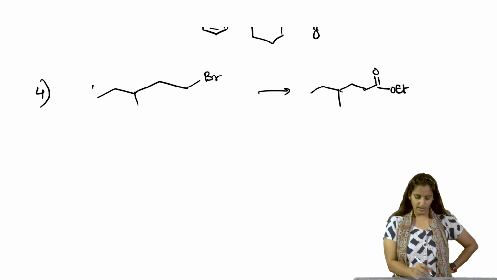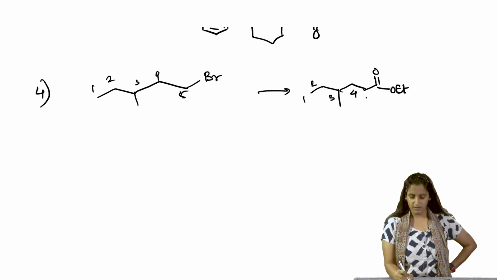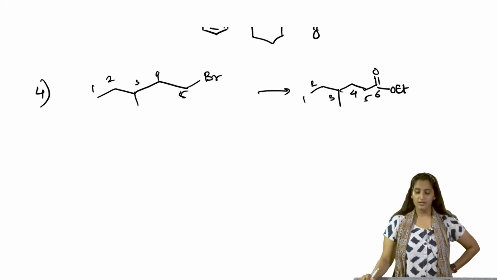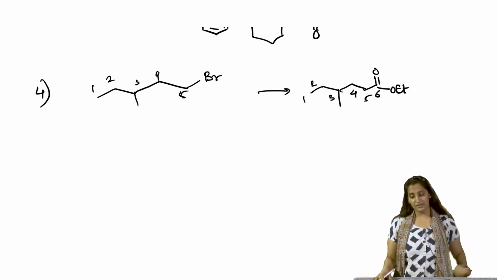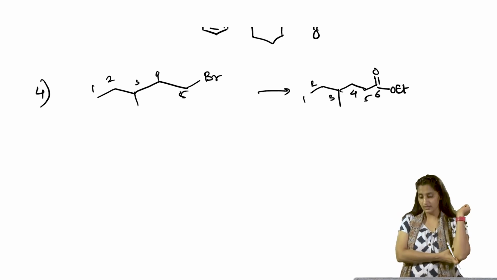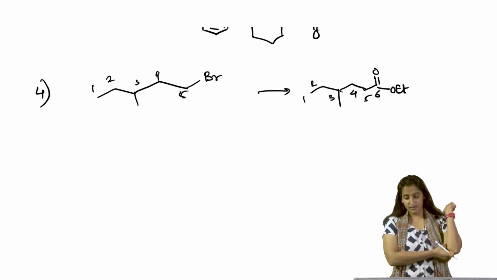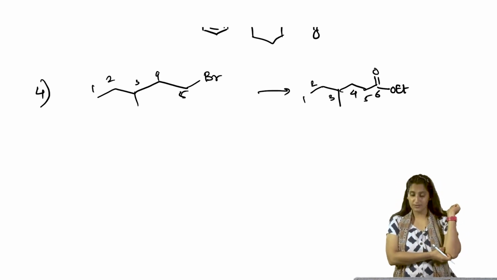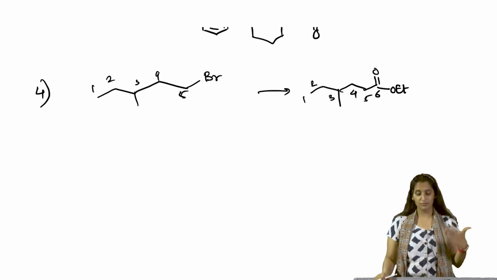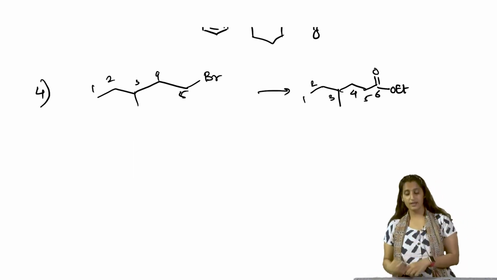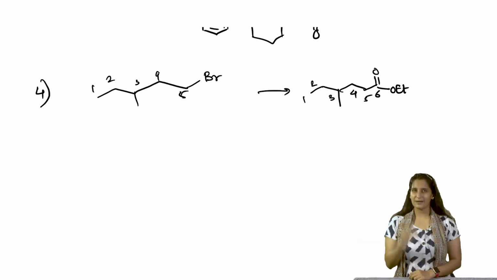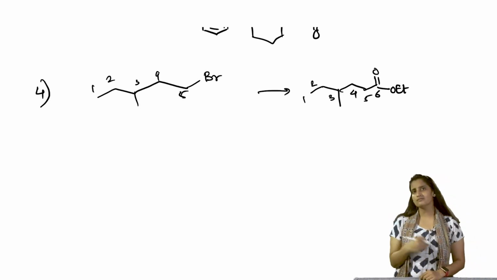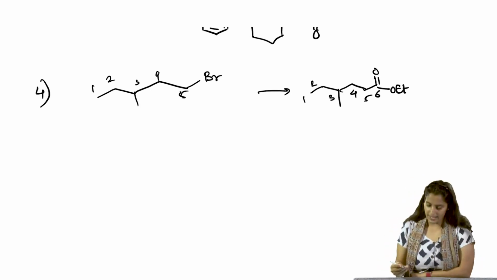How many carbons do we have? We have 1, 2, 3, 4, 5, 1, 2, 3, 4, 5, 6. Okay, good. So, now we have one more carbon added to start with. The other thing is that we have a starting bromide, which is very good because I know that if I have a bromide and make a Grignard and react it with carbon dioxide, I end up adding a carboxylic acid. But the end product is not a carboxylic acid, the end product is an ester.